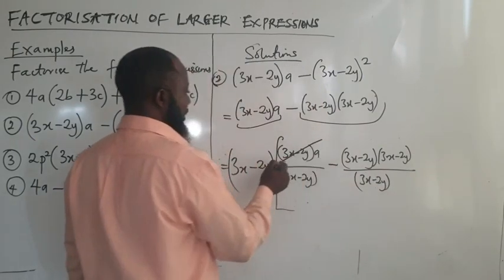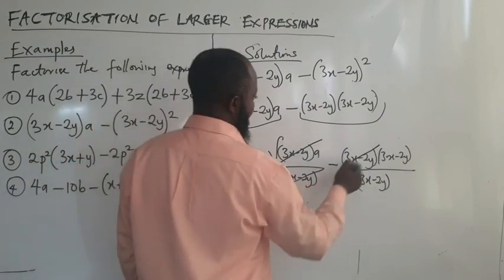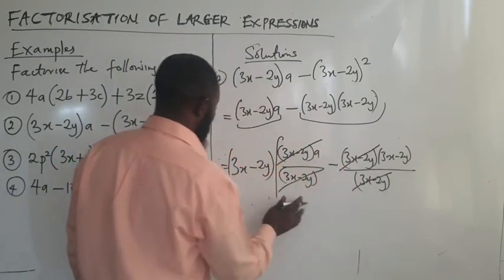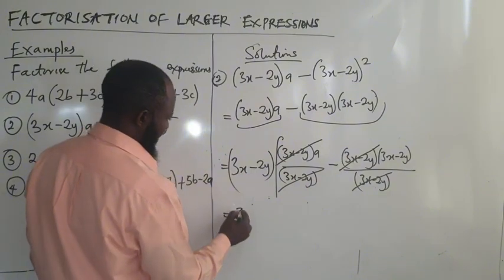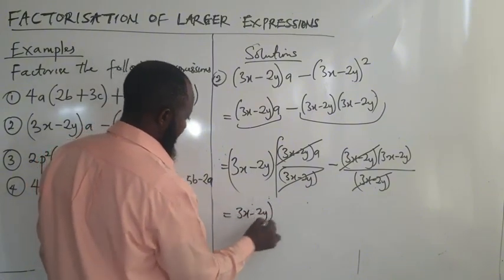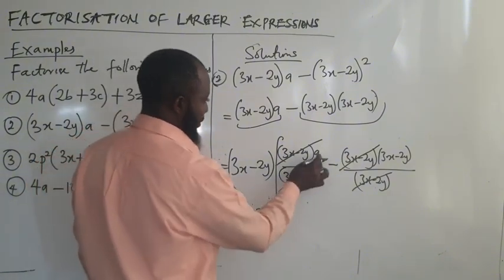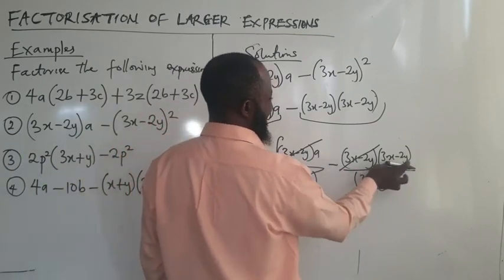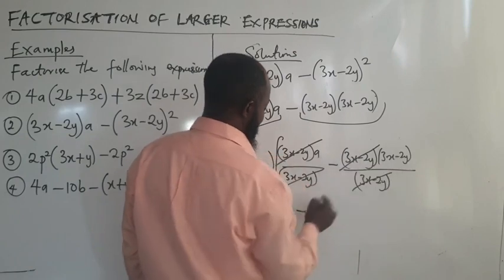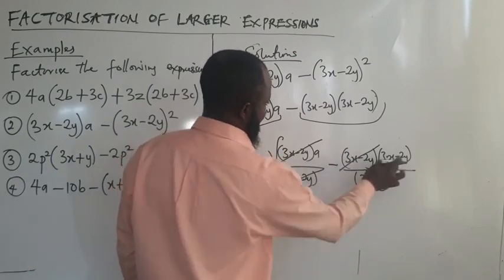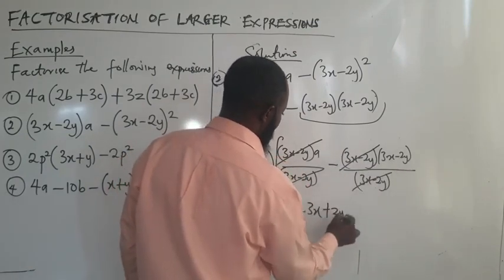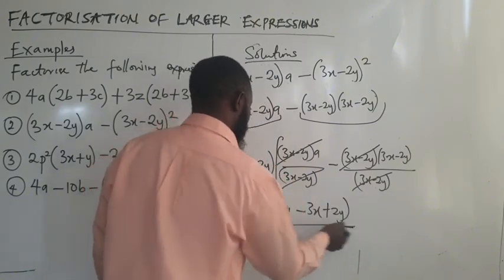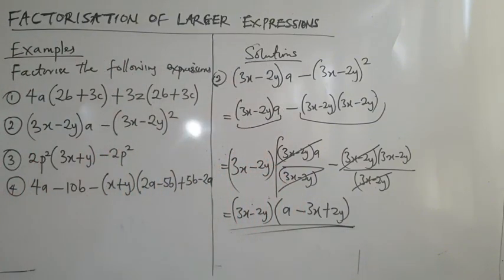So this cancels this. This cancels this. So what we then have left is 3x minus 2y. Open a bracket. What we have left is a minus times. So this minus will now open this bracket. Minus times 3x, minus 3x. Minus times 2y, plus 2y. So this will then become the answer. You cannot solve for that. I hope this is very clear. So that is that on number 2. I hope I'm making sense.